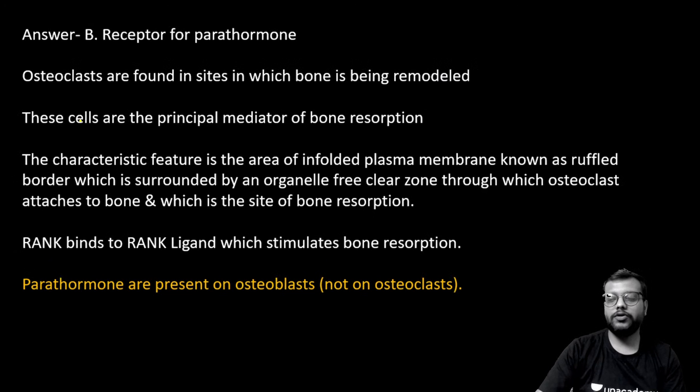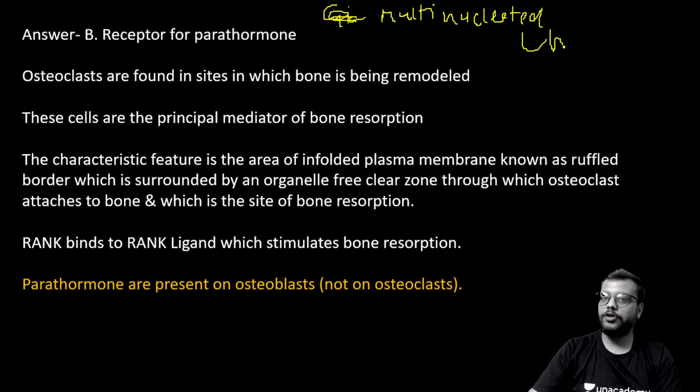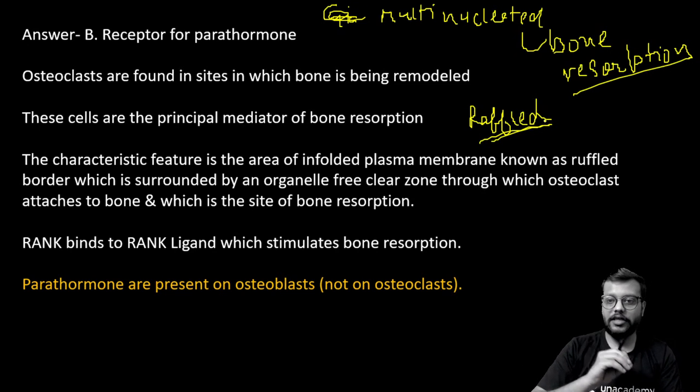Now what are osteoclasts? Osteoclasts, we know that these are giant cells or multinucleated giant cells, which are concerned with bone resorption, and its characteristic feature is the ruffled border. Its border is folded and has foldings. So this is called the ruffled border.